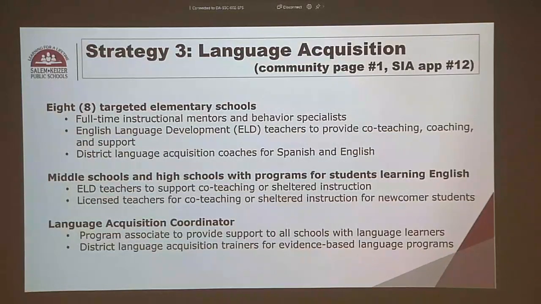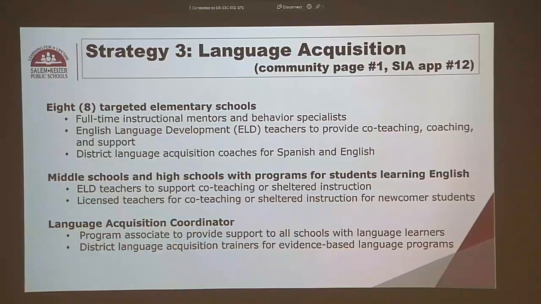So at 8 targeted schools, again, we're going to invest in full-time instructional mentors and behavior specialists with the exact same theory of action that I just explained, that this will free up people to be the coaches and do the coaching role that they were initially placed there to do. But in a 0.5 position, it's hard to do.